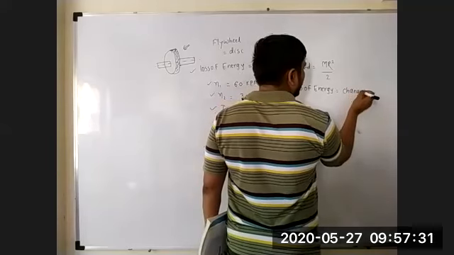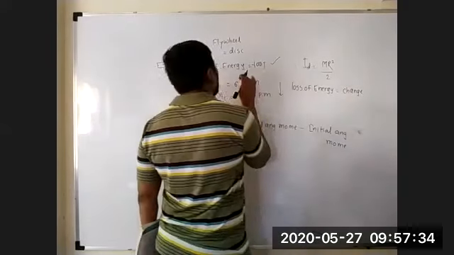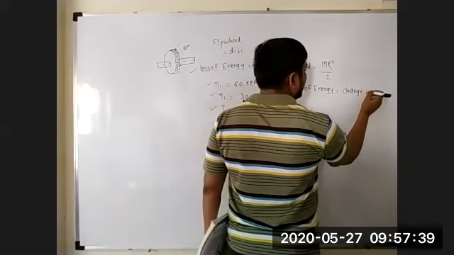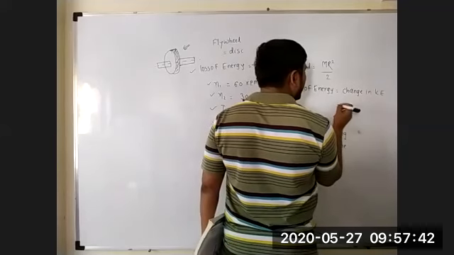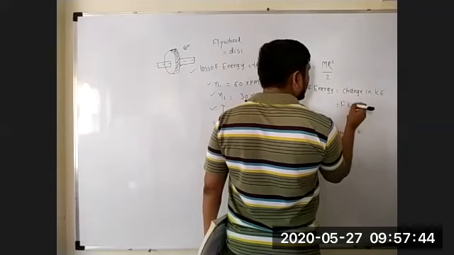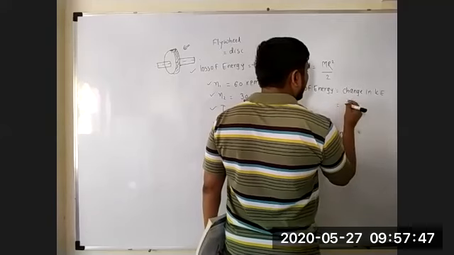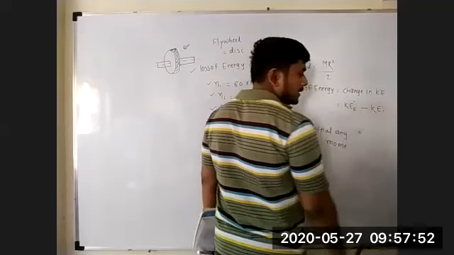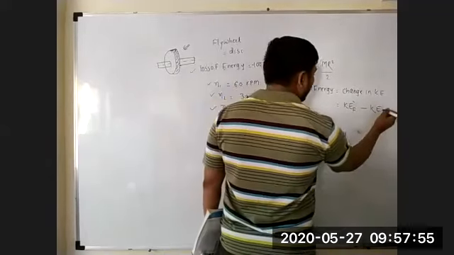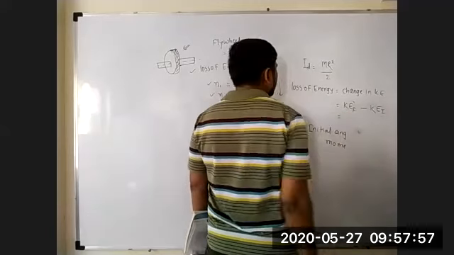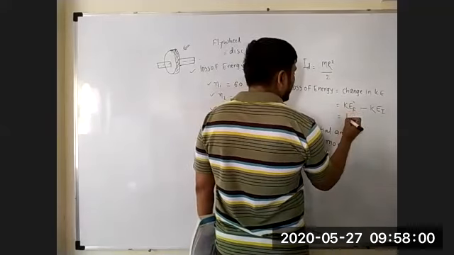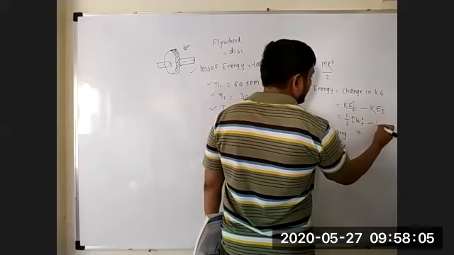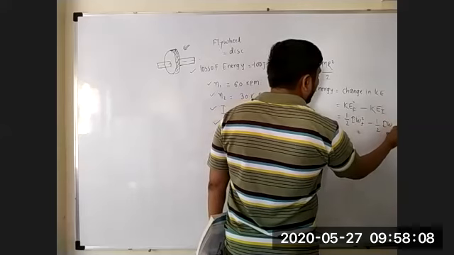Why is that loss supposed to happen? Due to the change in speed, or change in angular velocity. So change in kinetic energy. How do we write the change in kinetic energy? That is final kinetic energy minus initial kinetic energy. So the final kinetic energy will be equal to 1 by 2 I omega final square minus 1 by 2 I omega initial square.